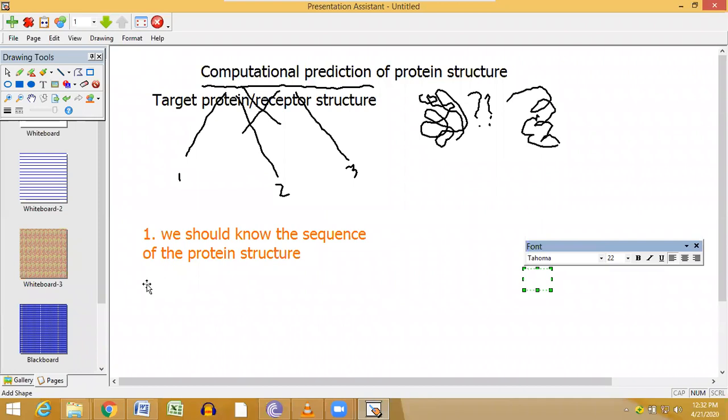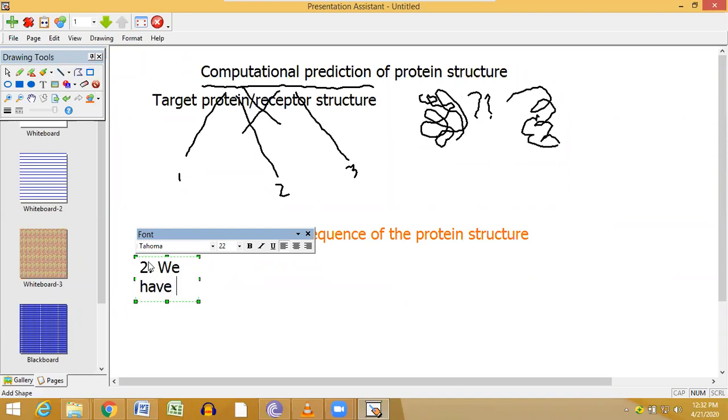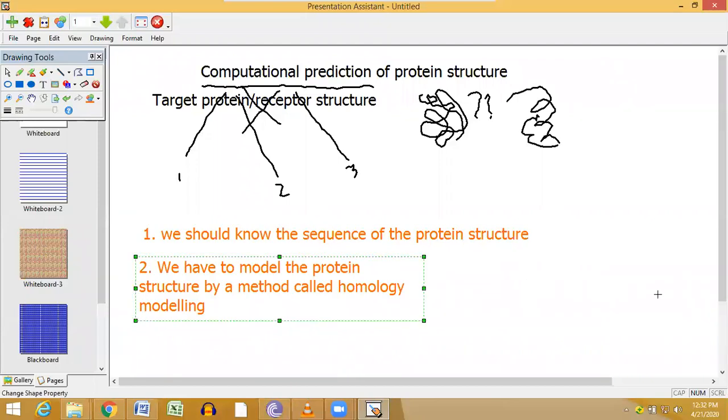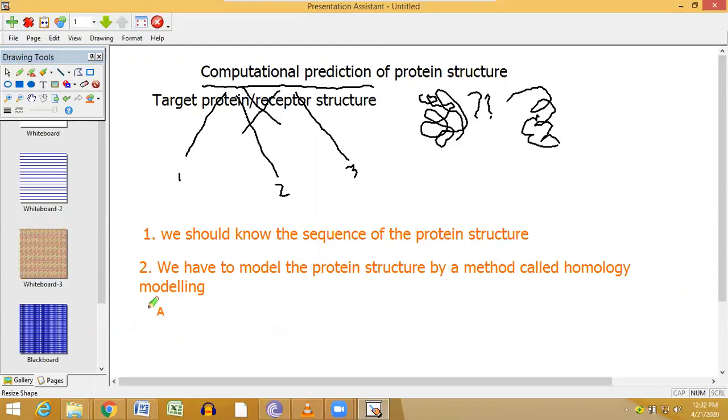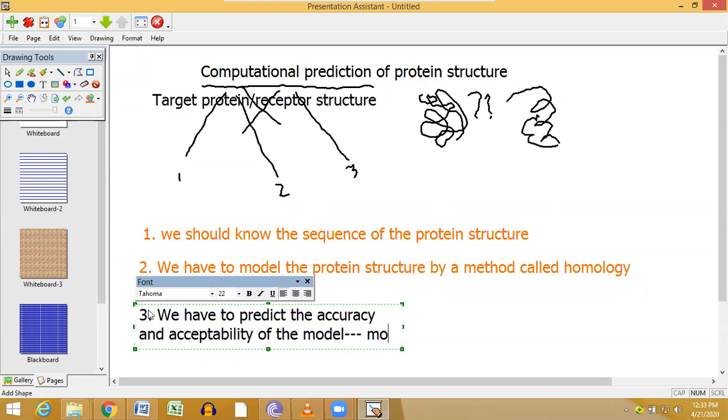Next, we have to model the protein structure by a method called homology modeling. And then we have to move to the third step. That is, we have to predict the accuracy and acceptability of the model. That is called model validation.